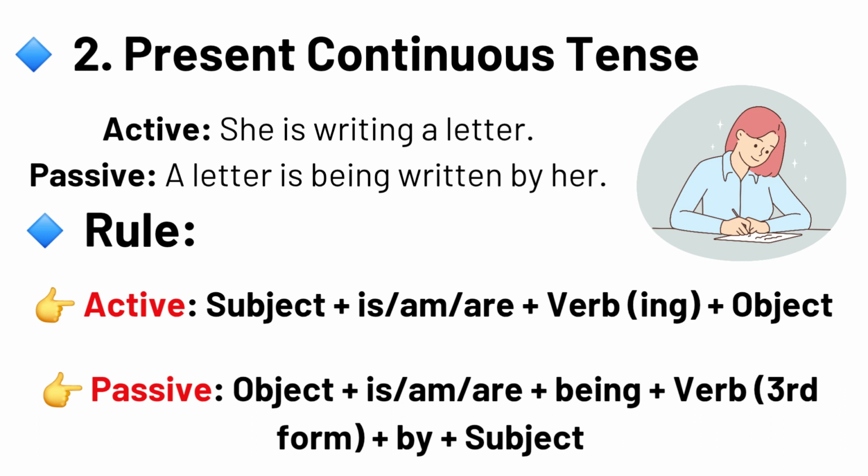Present continuous tense. Active, she is writing a letter. Passive, a letter is being written by her. Rule: active, subject plus is, am, are plus verb plus ing plus object. Passive, object plus is, am, are plus being plus verb, third form, plus by plus subject.